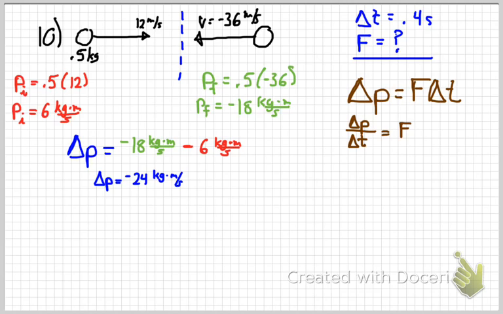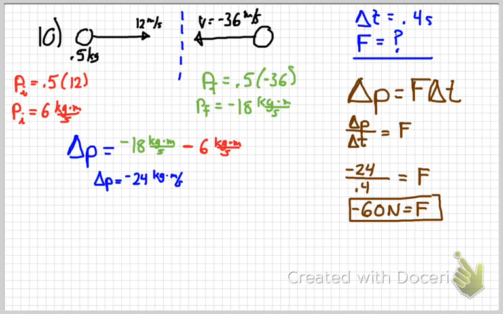Now that I know what the impulse is, I'm going to use my impulse momentum equation to figure out what the force is. My impulse was negative 24. We're told that the time is 0.4 seconds. All I have to do is solve that thing for F and get delta P over delta T. So your delta P, again, was negative 24. Our time was 0.4 seconds. And that's going to tell us our force. So when you do your arithmetic, that would be negative 60 newtons for your force. And that's our final answer.